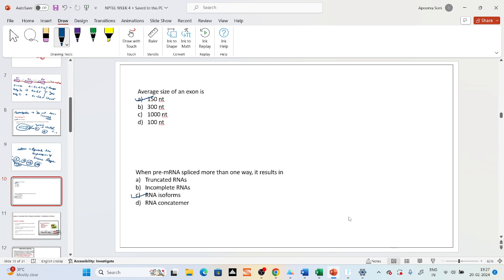The question was, when pre-mRNA is spliced more than one way, it will result in isoforms. Obviously, incomplete RNA or truncated RNA can happen, but it is not always the case. RNA concatemer. Do you know what is the meaning of concatemer?